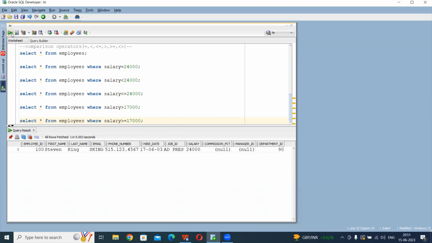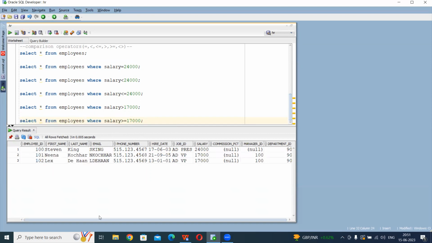Now let me run the query, guys. You can see I have got all the values from the employees table where the salary is greater than 17,000, including this 17,000 also. In the previous example, we saw 17,000 is not included. Why is it not included? Since we mentioned only greater than, that particular value has not been included. If you want to include that value also, you need to use greater than or equals to.